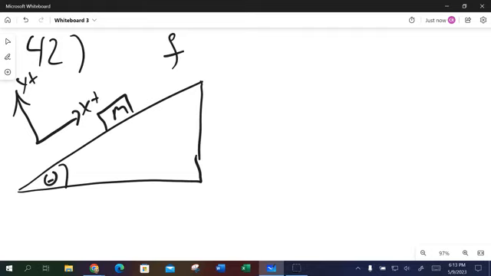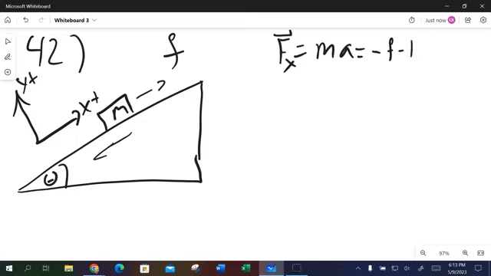To find acceleration, we're going to have to find F in the x direction. F in the x direction is going to be equal to mass times acceleration, which is going to be equal to negative force of friction, because our x positive is this direction, and the force of friction is going this direction to counteract the motion of the box. Negative F minus our force of gravity in the x direction. So now what to do to find the force of gravity in the x direction?